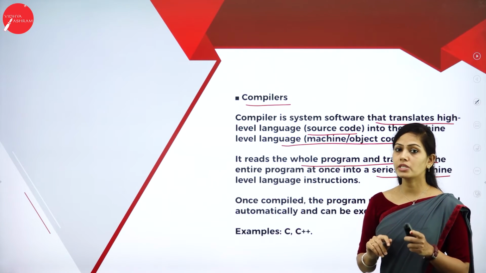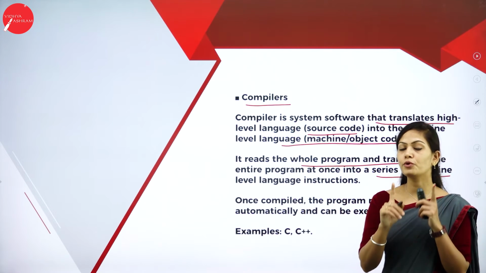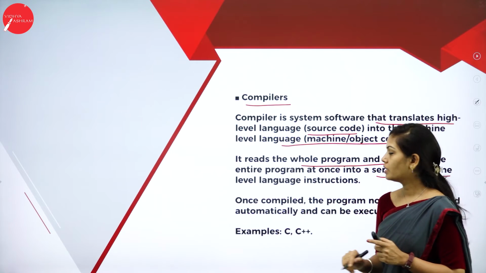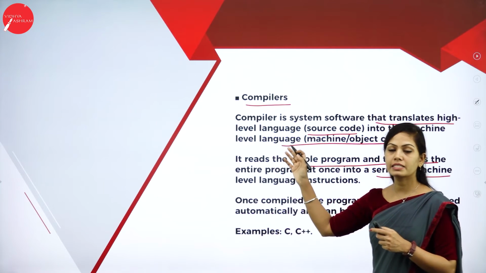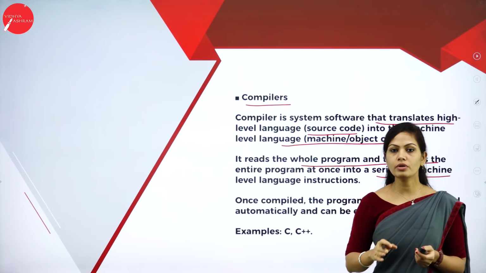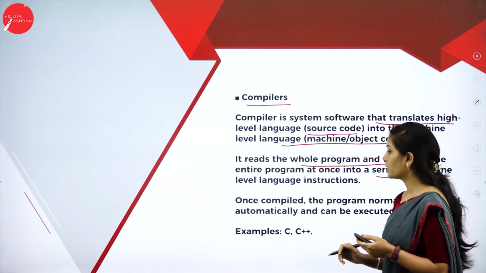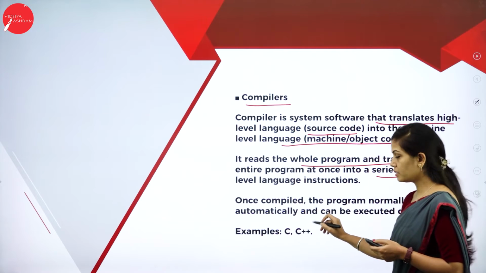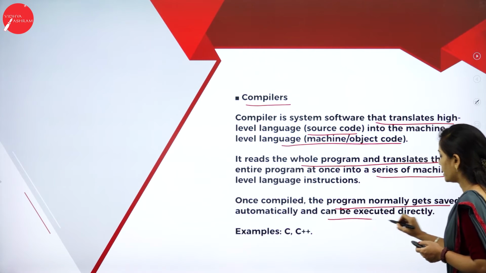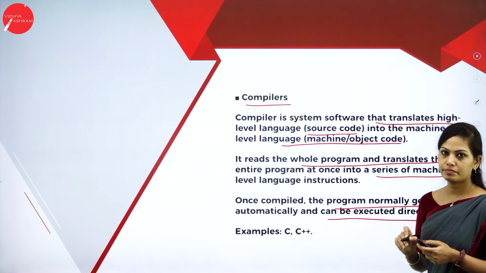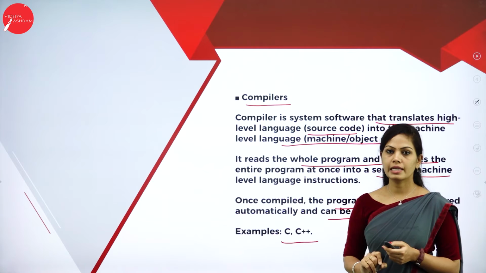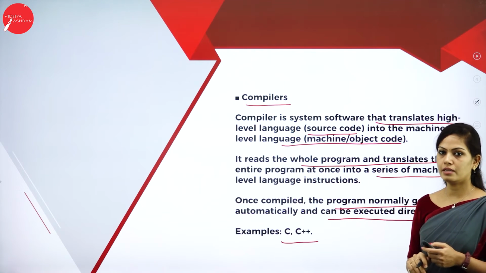Why only machine level language instructions? Because a computer can only understand machine readable language. So with the help of the compiler, assembler and interpreter, all the languages can be converted into machine readable language. And once compiled, the program normally gets saved automatically and can be executed directly. Example, C and C++. Clear? This is called a compiler.